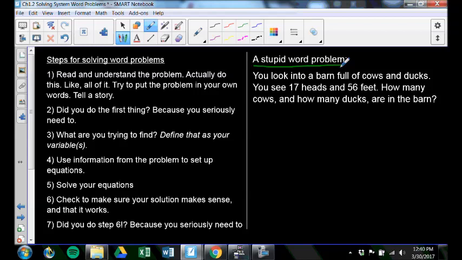You look into a barn full of cows and ducks, and you see 17 heads and 56 feet. How many cows and how many ducks are in the barn?